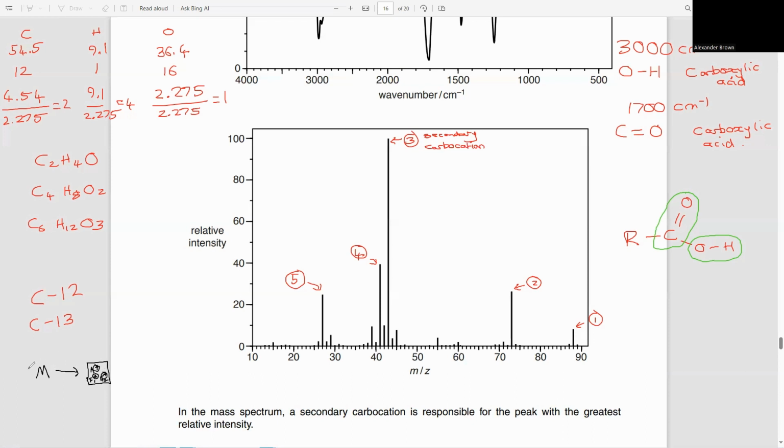So we get fragments of M, and not all of it gets fragmented. Some of that M actually stays as M, but an electron is lost. Some of our M is fragmented into different fragments, which we'll call F1, F2, and they also have a positive charge. Now, once the sample has been fragmented, we enter it into a chamber, which has basically an electromagnetic field.